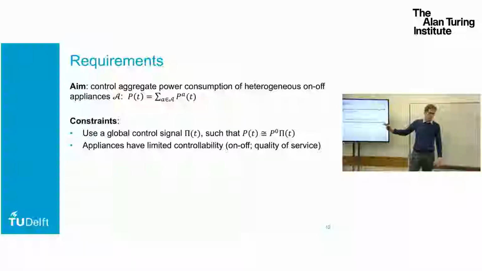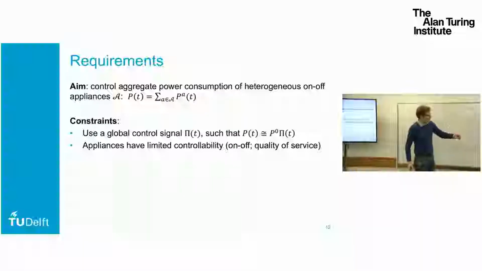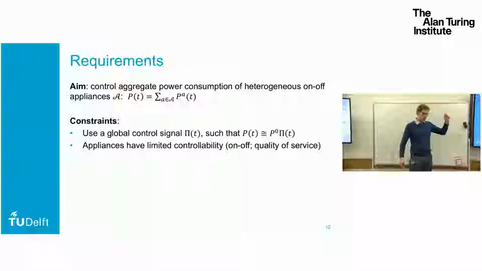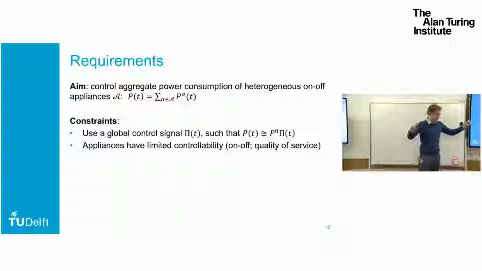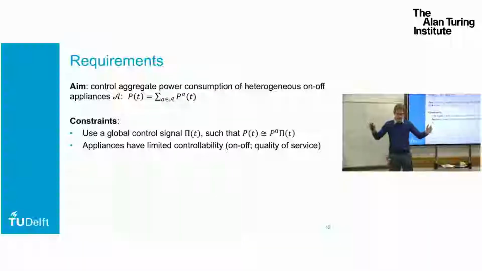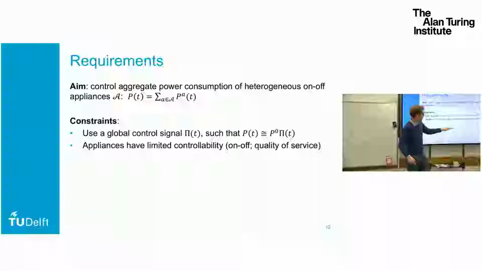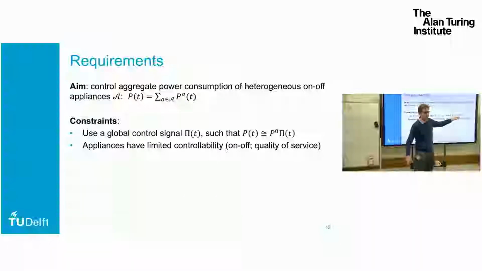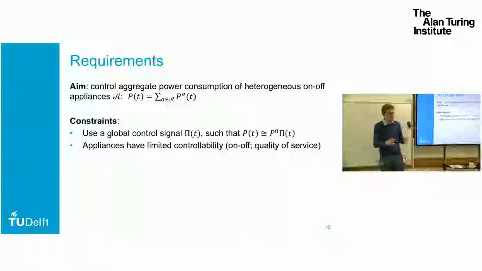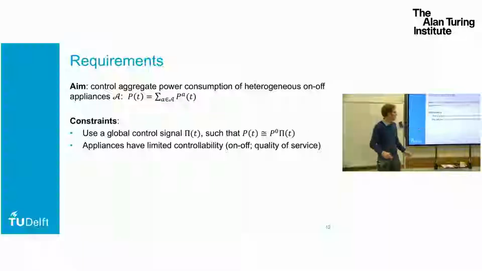And we try to use a single global control signal that I call pi, where pi is defined such that a value of 1 means nominal power consumption, so that's do nothing. A half means half your power consumption, and a value of 2 means double your power consumption. So that's your signal, such that the power consumption is the nominal value times pi. That's the aim.